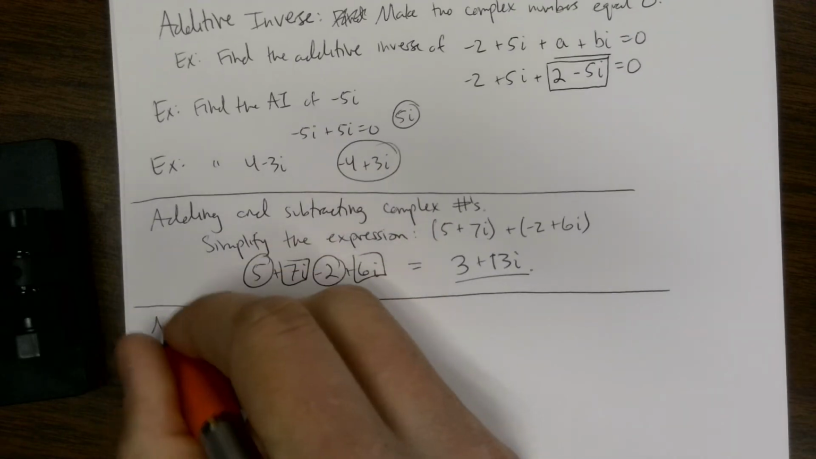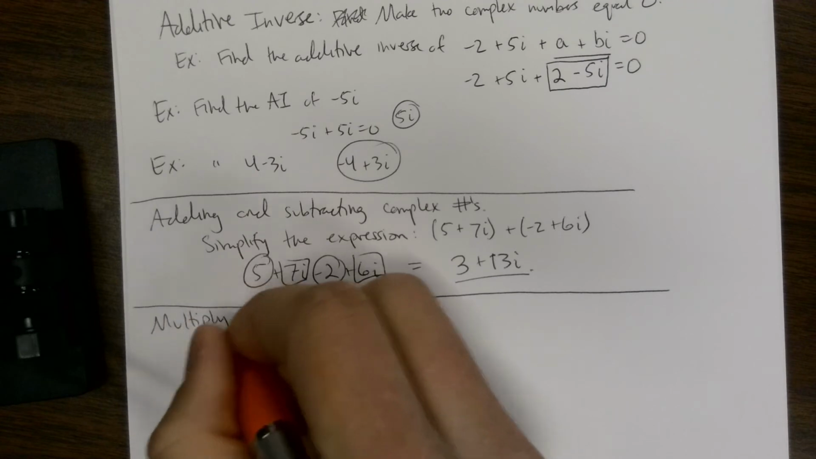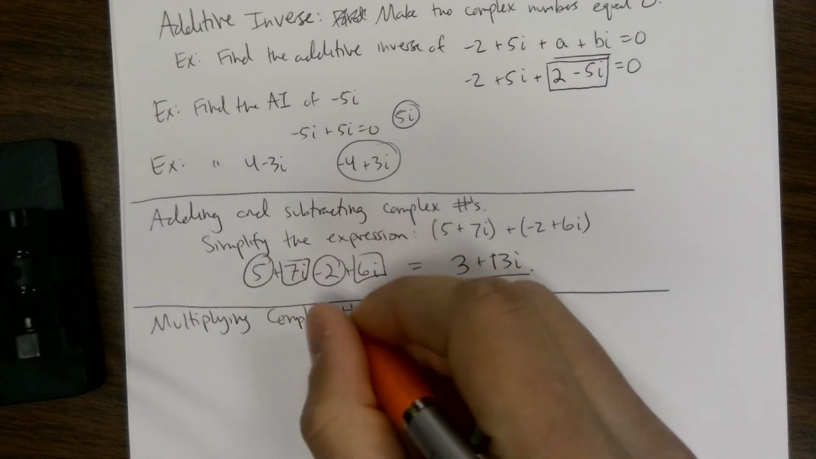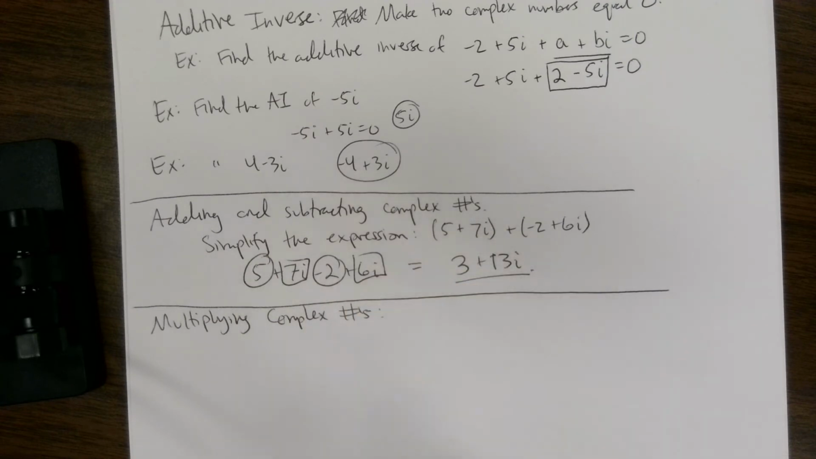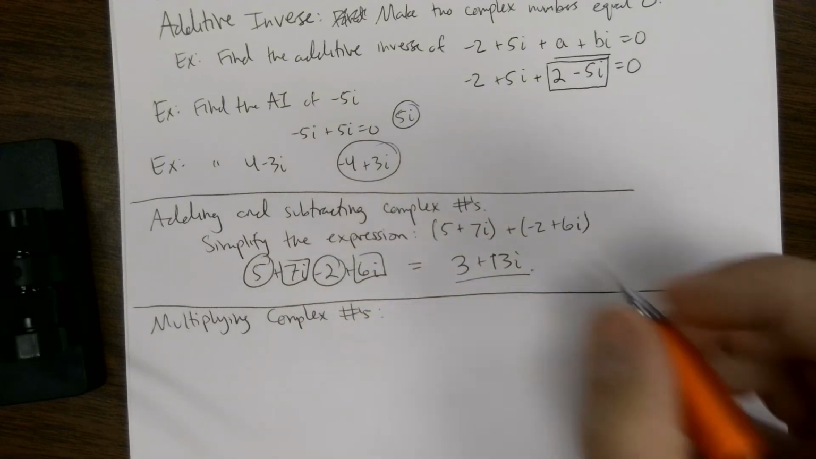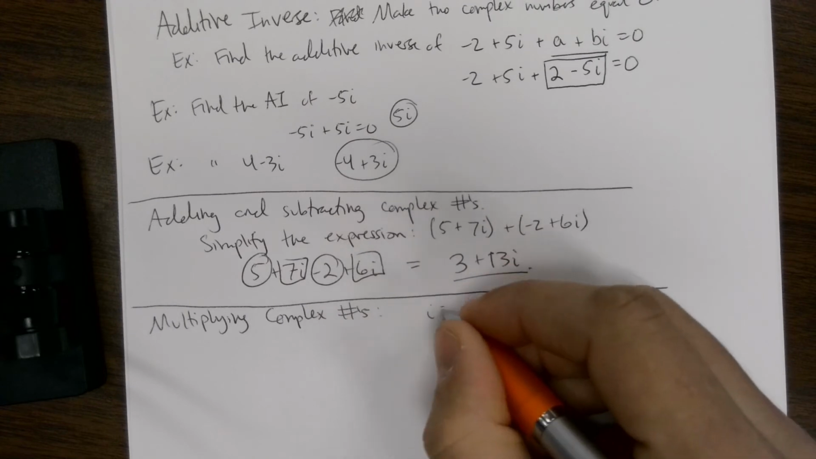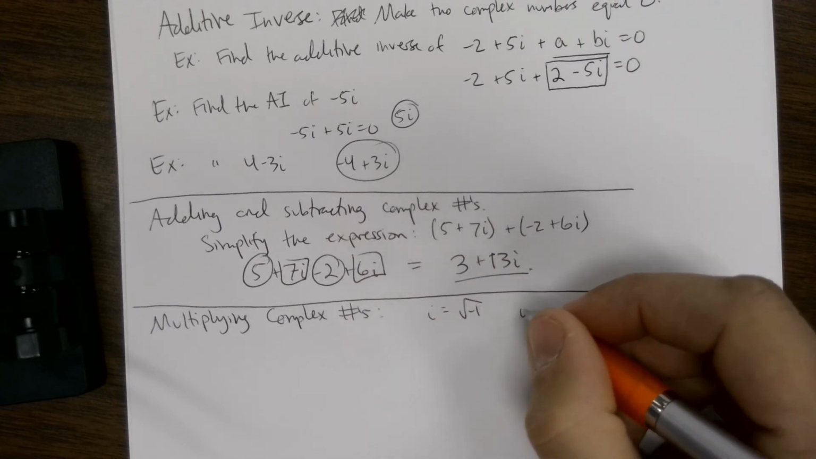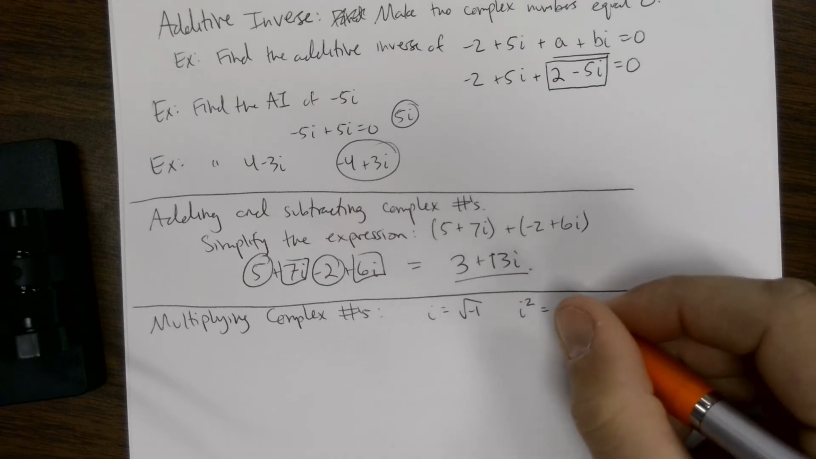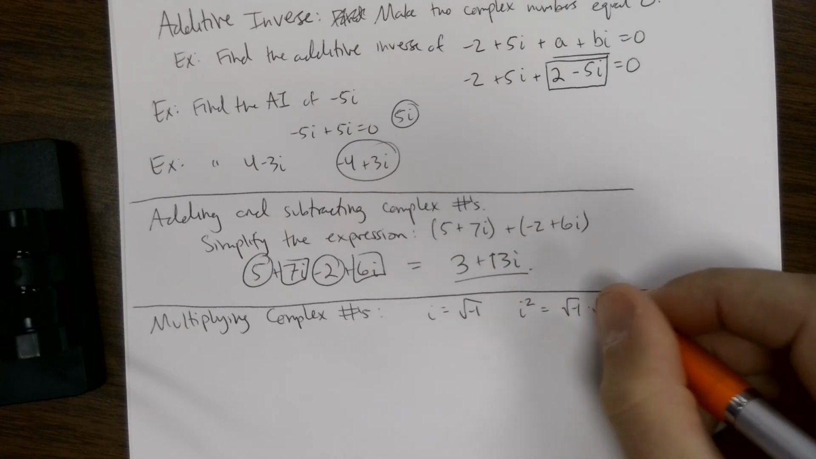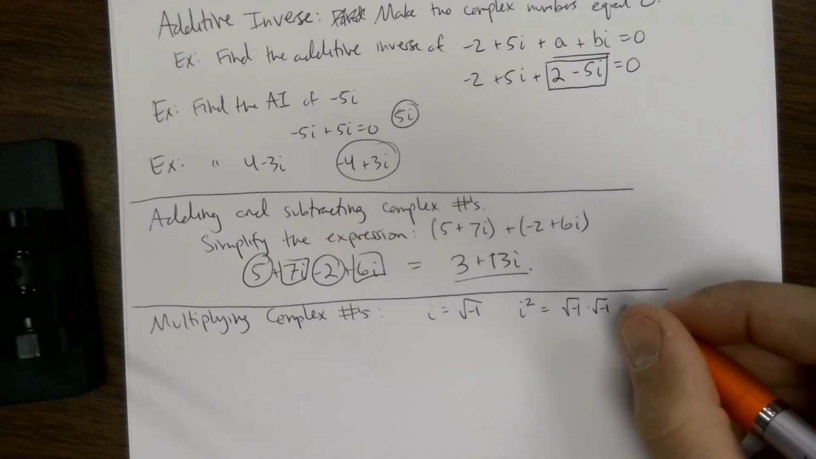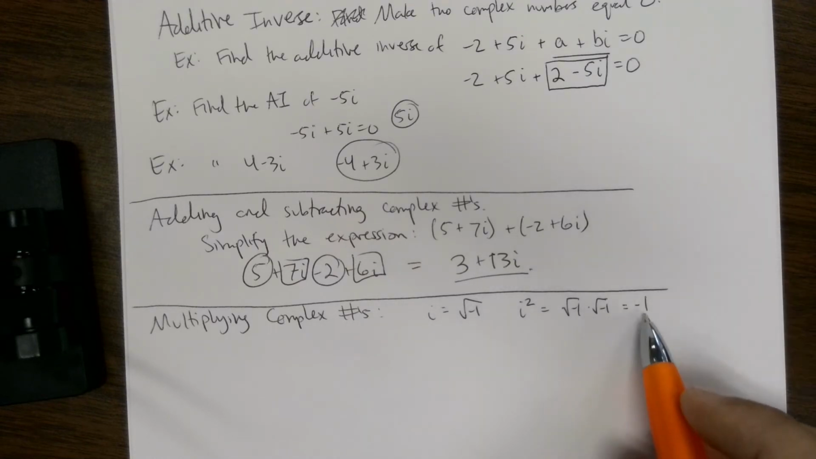Alright, multiplying complex numbers. Okay, so this involves a new thing here. So remember that i is equal to the square root of -1. Well, i squared is like saying the square root of -1 times the square root of -1. Well, the square roots get rid of each other, right? So that gives me -1.